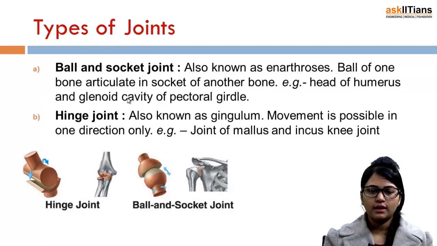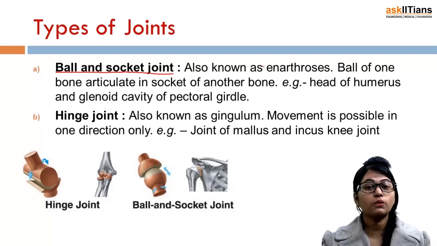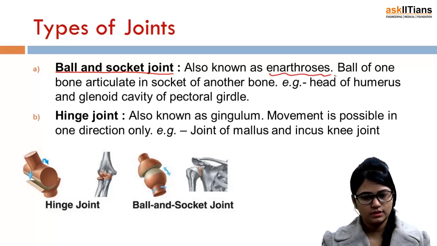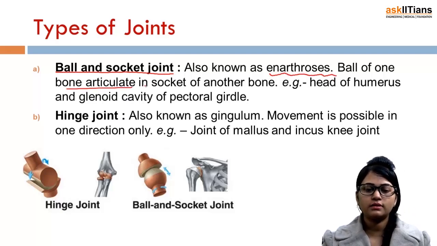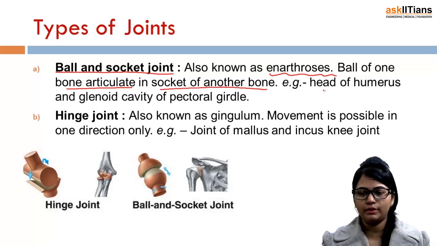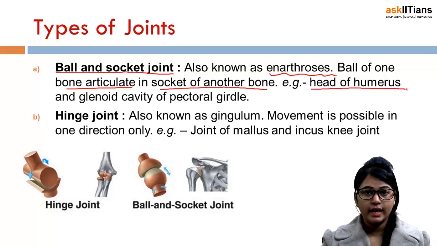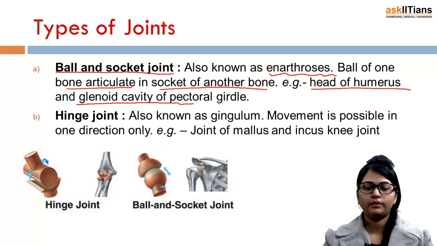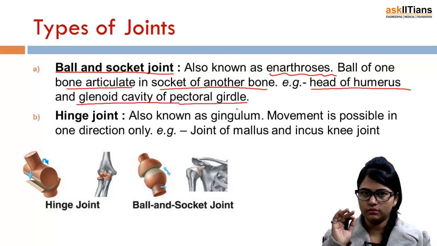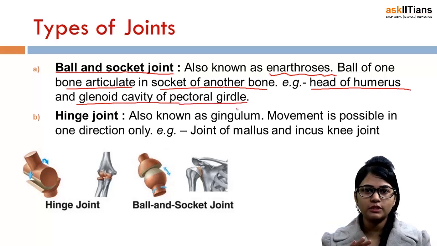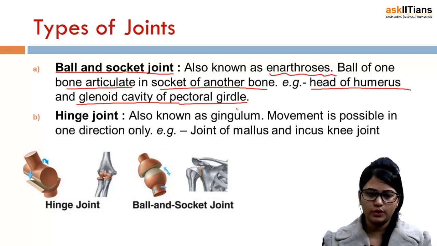Types of joints are, first is ball and socket joint, also known as enarthrosis. Ball of one bone articulates in socket of another bone. Example is important: head of humerus and glenoid cavity of pectoral girdle. Okay, so keep in your mind all the examples belonging to each and every type of joint.